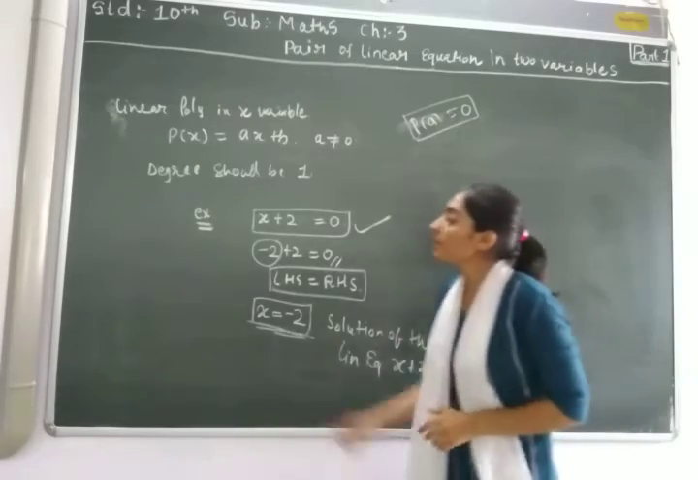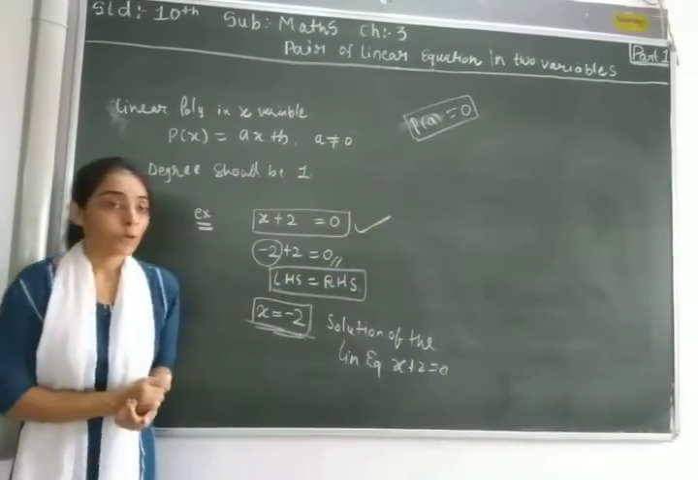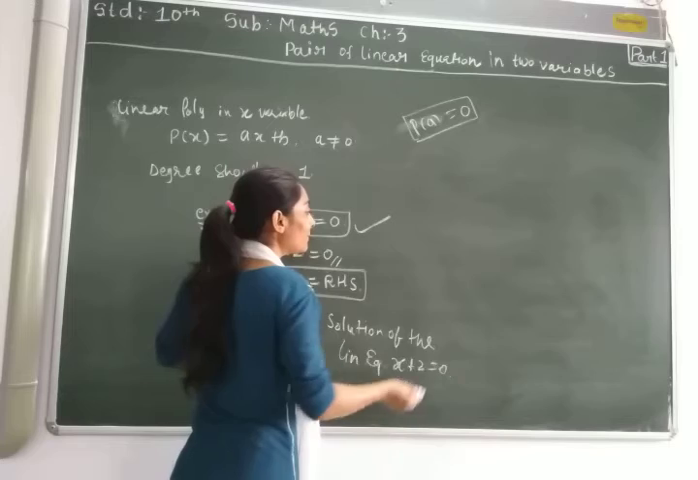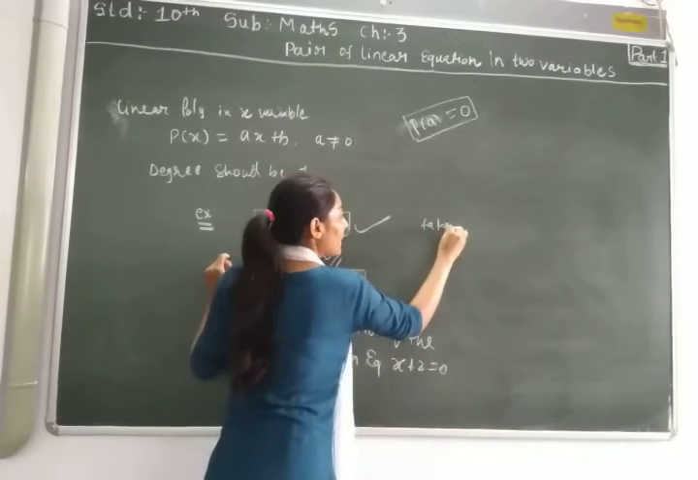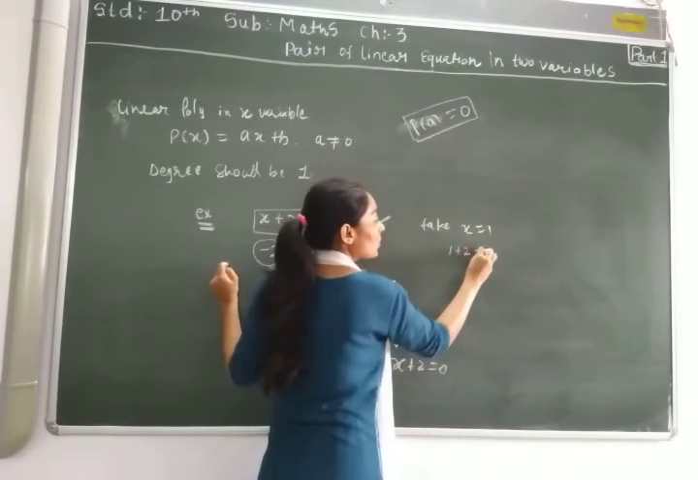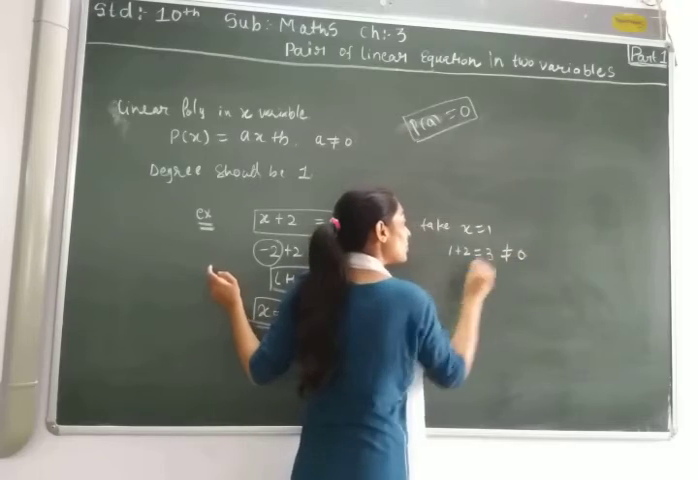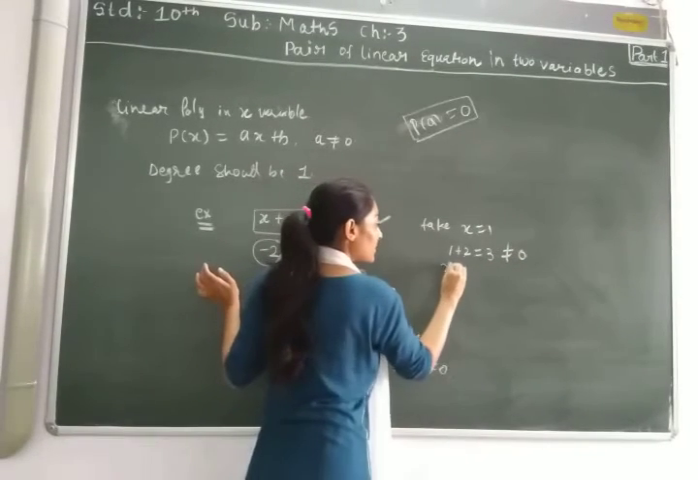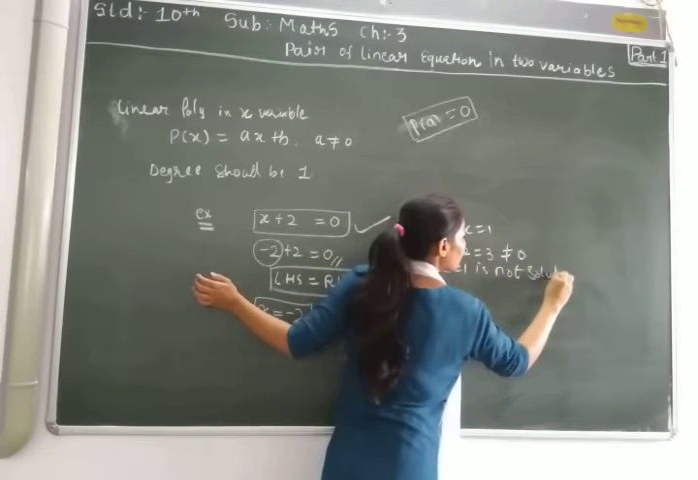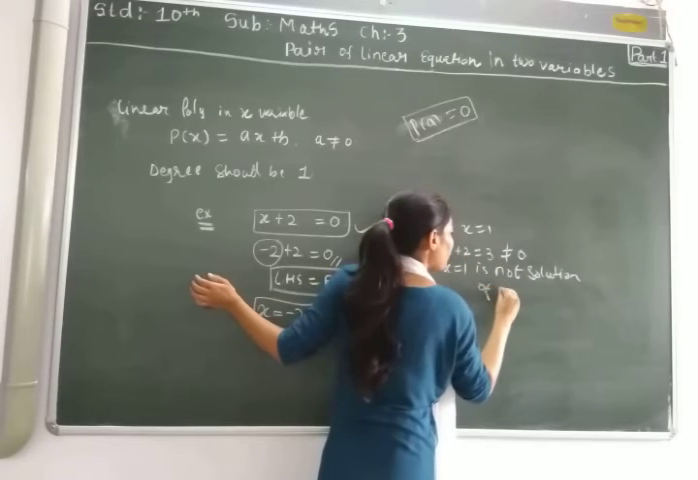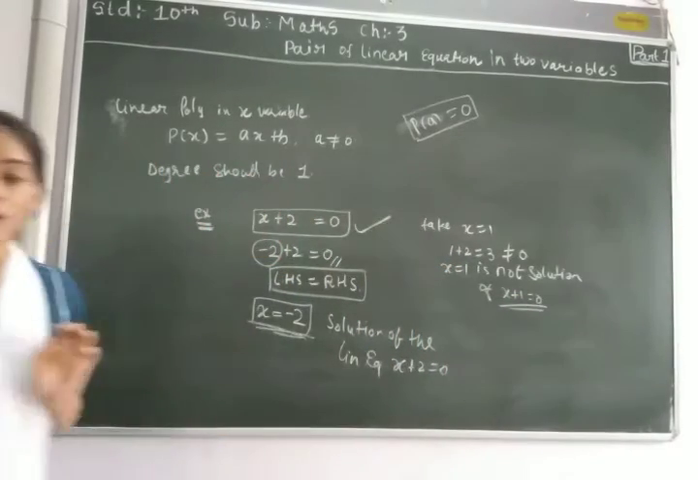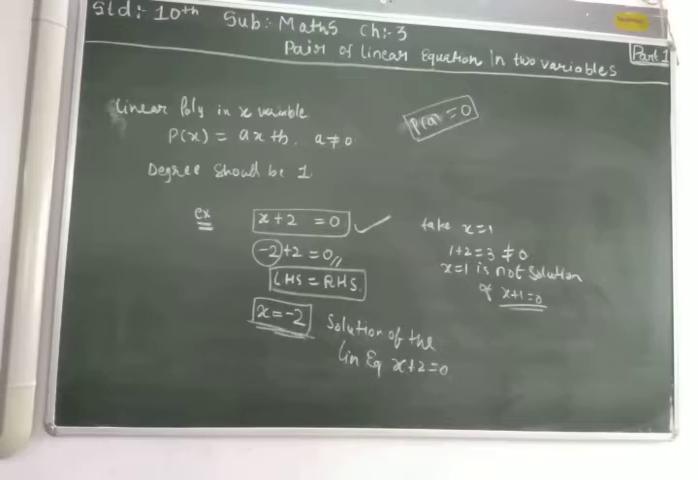Now can you replace x with any other values? If you replace this x with any other values, what if I take x equals to 1? So what am I getting over here? 1 plus 2, that is 3, that is not equal to 0. It means this x equals to 1 is not a solution of the linear equation x plus 2 equals to 0.